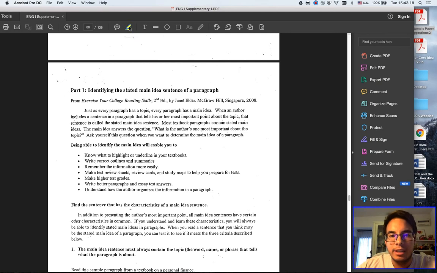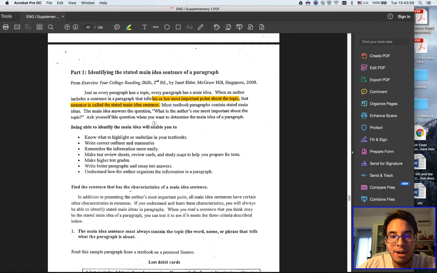So finding the main idea, especially if it's clear, can be rather easy. The main idea is the author's main important point about the topic, and usually when the author writes a paragraph, it's the main sentence. It's called the main idea sentence here. In writing the example paragraphs, you're trying to create a main idea sentence in the beginning, which sort of explains what the rest of the paragraph is going to be about.